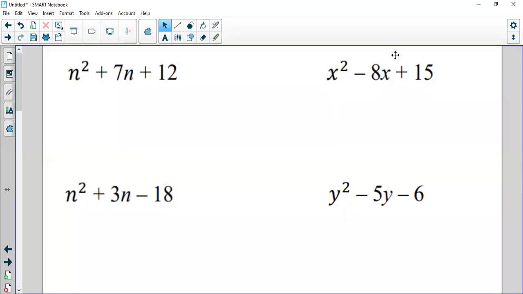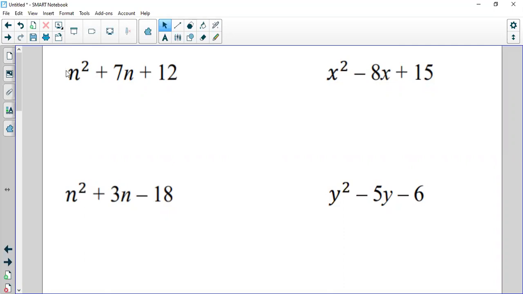All right, we're moving on to day 2 of factoring trinomials, where the a value, the coefficient of the square term, is 1. Here's what I hope you took out of yesterday. First step is take a look.